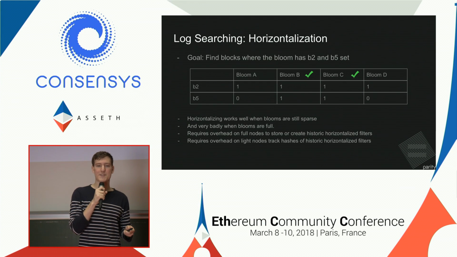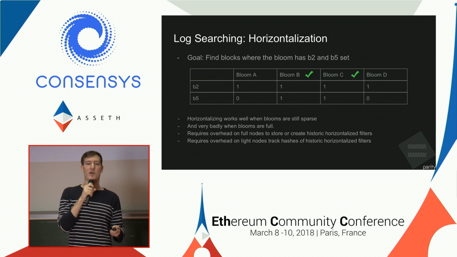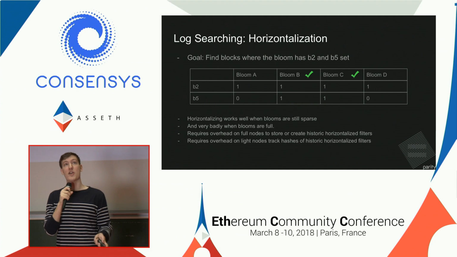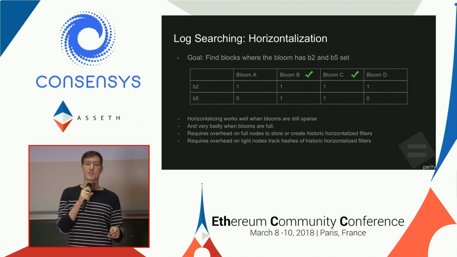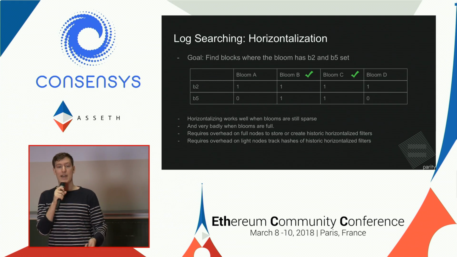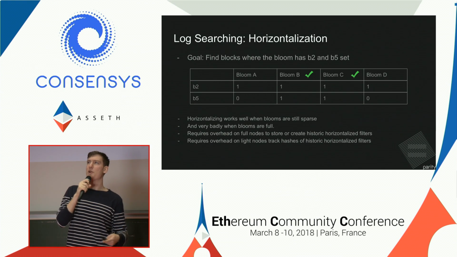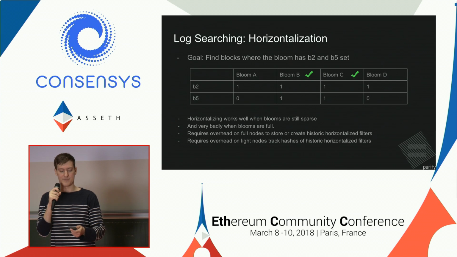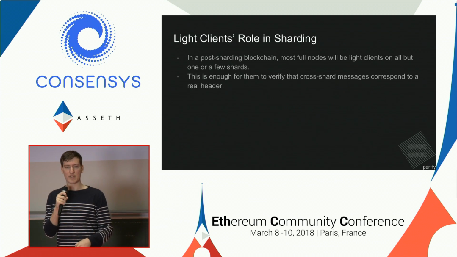The problem is, this doesn't work that well when the blooms are full because we still have false positive rates. It requires a fair amount of overhead on the full nodes to generate or store those historic horizontalized filters because they have to keep them for the historic blocks. And it requires an overhead on light clients to track the hashes or some other kind of reference to those horizontalized filters. So it's not a perfect solution, but it can be an improvement.